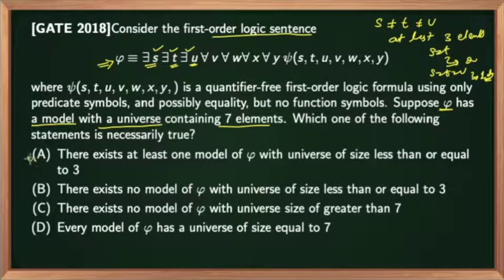So if you see the choice A, it says there exists at least one model of phi with universe of size less than or equal to 3. This is true because it can be 3, right? Or it can be less than 3 also. So choice A is true. B says there is no model of phi with universe less than or equal to 3. This is wrong, right? You can have 3 or less than 3 depending on the value of S and T and U. There exists no model of phi with universe of size greater than 7. This is definitely wrong because already you have a model with 7. You can actually extend that, right? Every model of phi has universe of size equal to 7. This is wrong. You can have a model less than 7 also, right? So correct option is A.